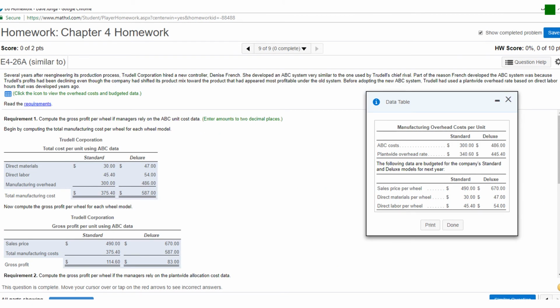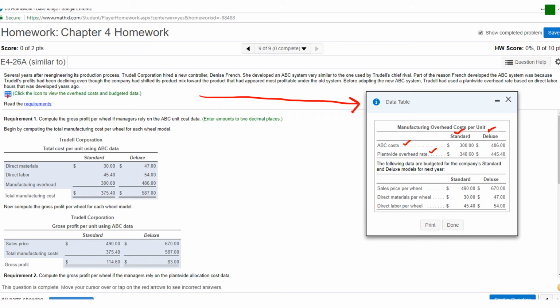Okay, so in this problem, we're going to be comparing gross profit, comparing the ABC cost approach versus the plant-wide overhead rate. I went ahead and clicked on the icon so you can see the box. Here's the data that they've given you. You've got two different products, standard and deluxe. They give you the ABC cost and then the plant-wide overhead rate cost. So we're going to compare those.